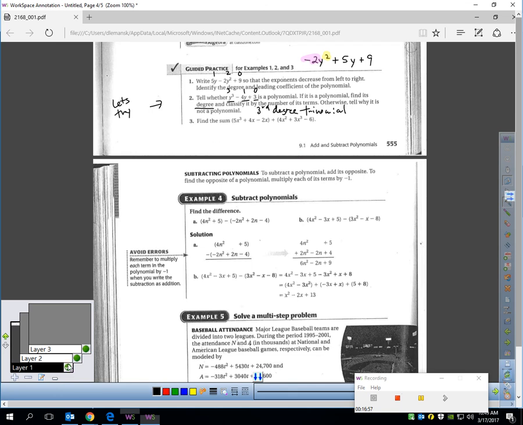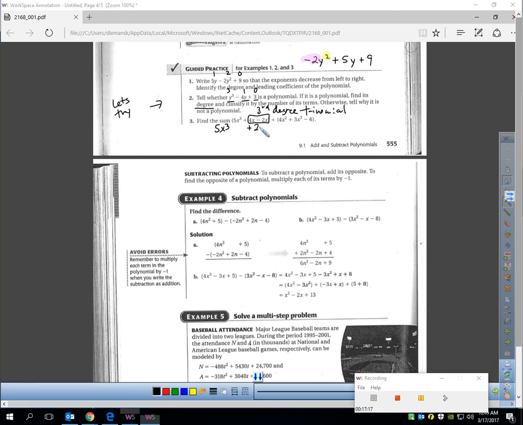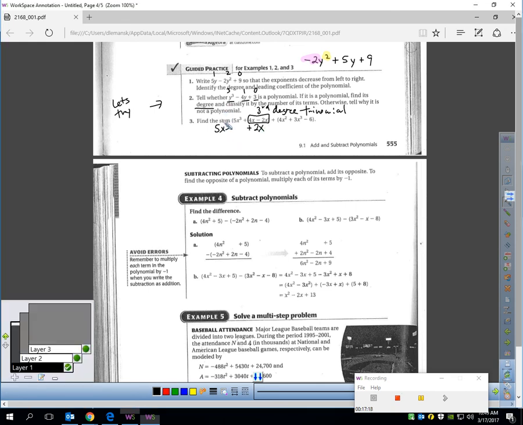Number 3, let's find the sum. Let me put these vertically. I have 5x cubed, that's third degree. 4x minus 2x is positive 2x, so I'm going to leave a space. So here are my third degrees in the pink column. In the green column, I have second degree. In the yellow, I have first degree. And in the blue, I have 0 degree.